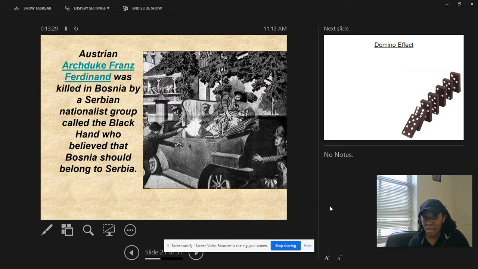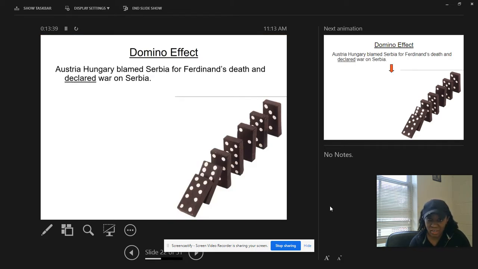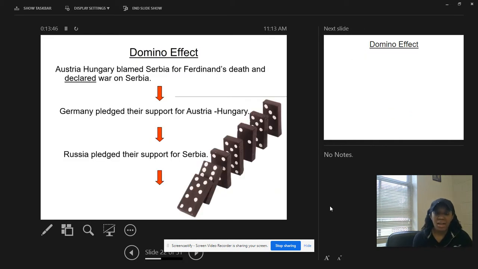And now that the Black Hand said that they did it, and said the reason why they did it, it created something called a domino effect. And domino effects are simple. It's like if you set up dominoes and you have one thing after the other to happen. And so basically, Austria Hungary blamed Serbia for Franz Ferdinand's death.